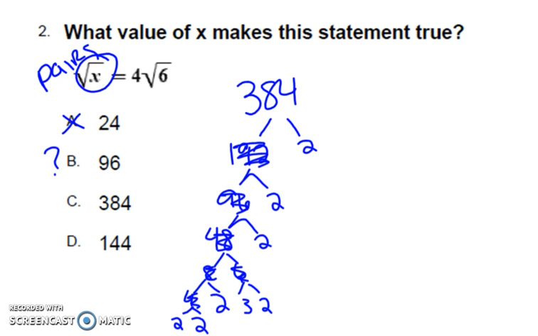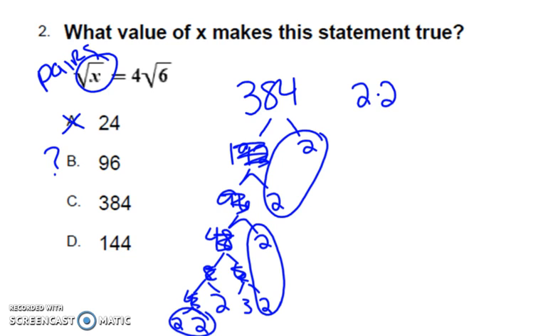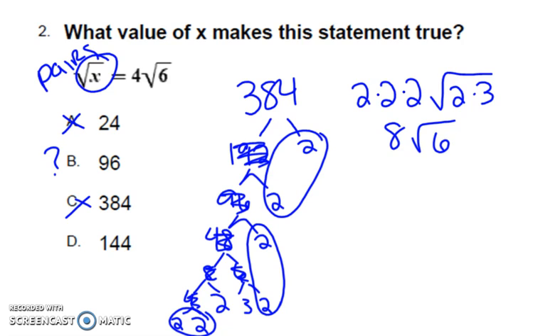So now if I circle pairs, I have a group of 2's here, a group of 2's here, and a group of 2's here. So again, we're going to multiply. Circle goes on the outside, so I have 2 times 2 times 2. Underneath, I have a 2 and a 3 left. Well, 2 times 2 times 2 is 8. 2 times 3 is 6. So that one doesn't work.